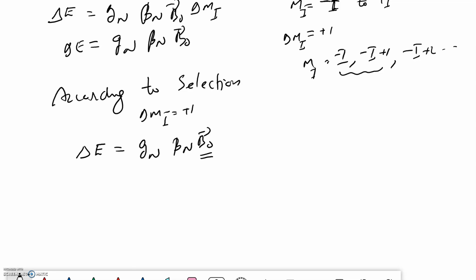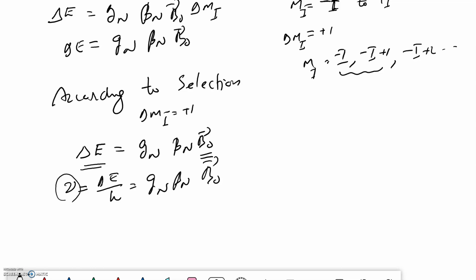And transitions between nuclear magnetic energy levels can be induced by the use of electromagnetic radiation having a frequency that corresponds to the separation between these energy levels, that is delta E. We know that the frequency of transition, nu, which is delta E divided by h, is equal to Gn into beta n into B0 divided by h. By applying this frequency, we can induce transitions between the nuclear magnetic energy levels, and this phenomenon is called nuclear magnetic resonance.